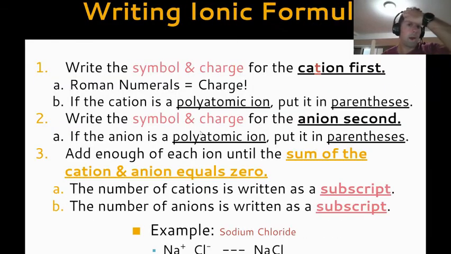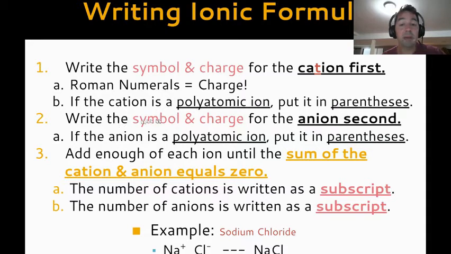Now, when we are finding the formulas of these ionic compounds, the first thing we have to do is write the symbol and charge for the cation first. And remember, the cation is the positive one. If you have a formula that has a Roman numeral in it, whatever the number of that Roman numeral is, that is the charge of the ion. For example, if you have Fe Roman numeral 2, that means you have iron with a +2 charge. Roman numerals are always going to be on the positive one. You'll never have a Roman numeral on the negative ion.